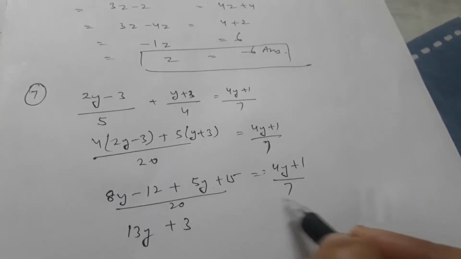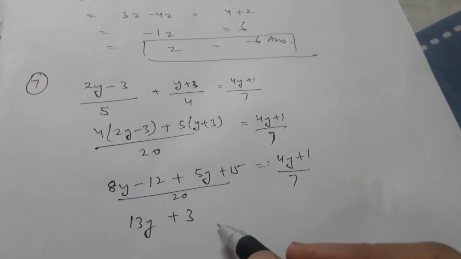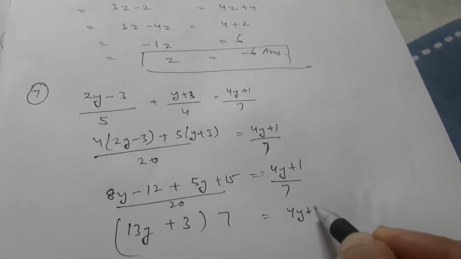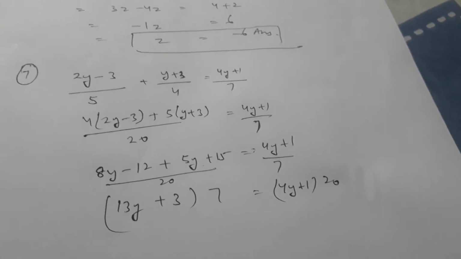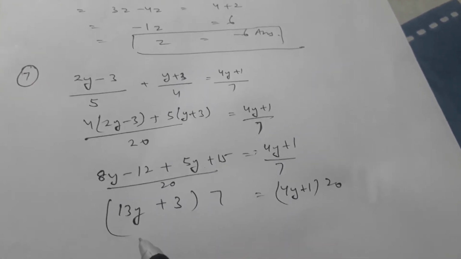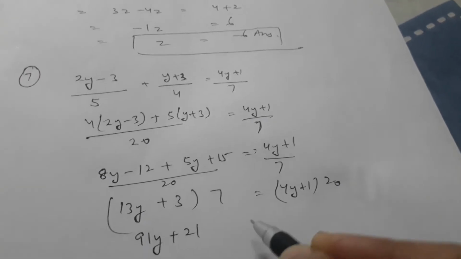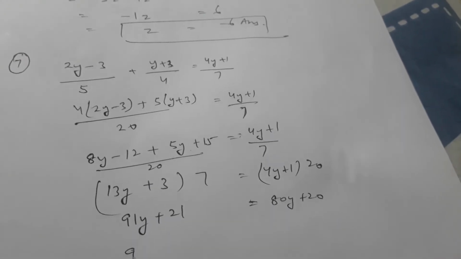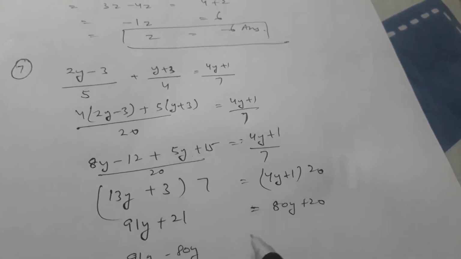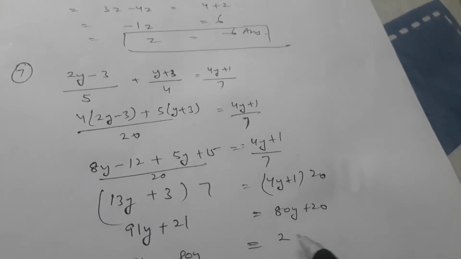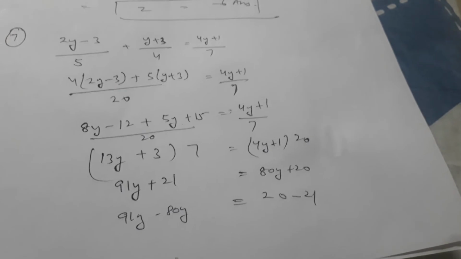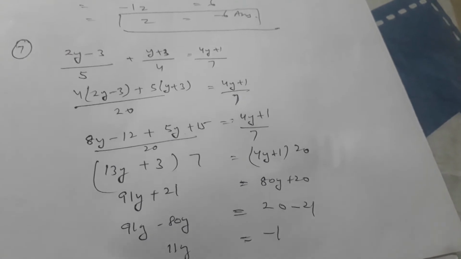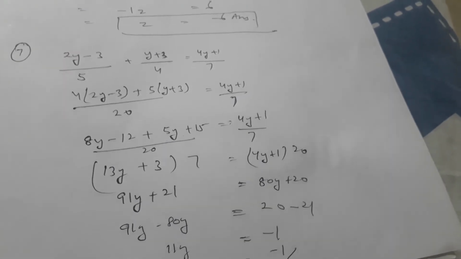Now this will get cross multiplied. So 13y plus 3 will be multiplied by 7, and 4y plus 1 will be multiplied by 20. So 13 sevens are of course 91y plus 21, and 80y plus 20. It will get transposed: minus 80y equal to 20 minus 21. So here it will come out as 11y and minus 1. So our answer would be y equal to minus 1 by 11.